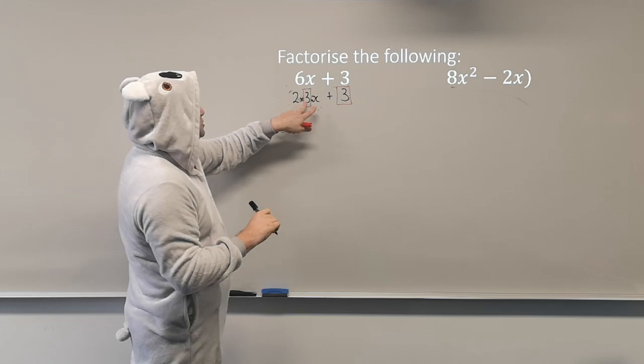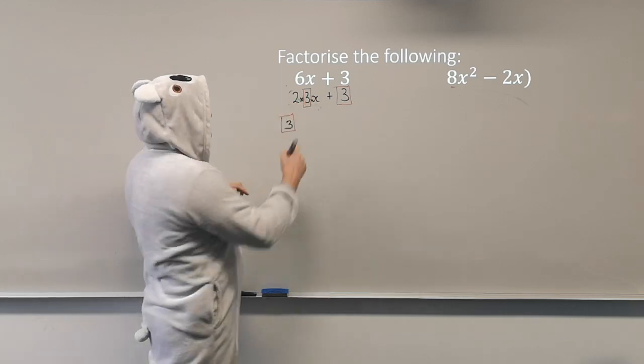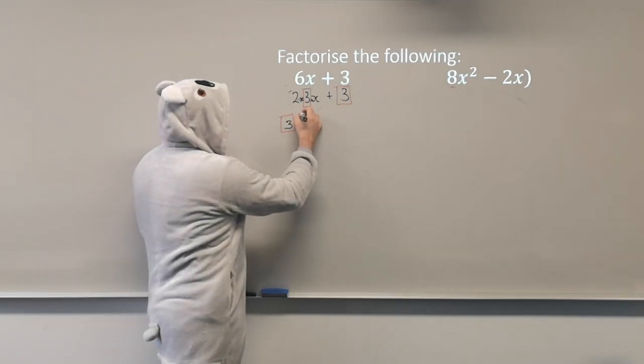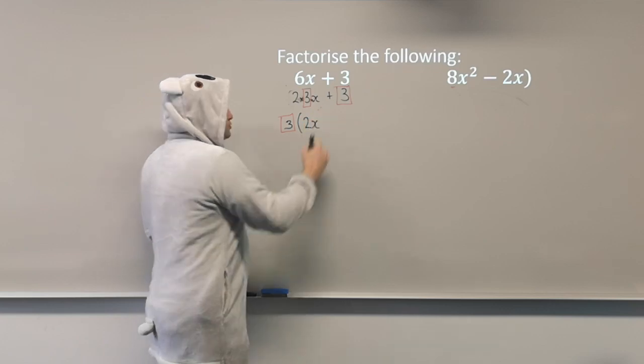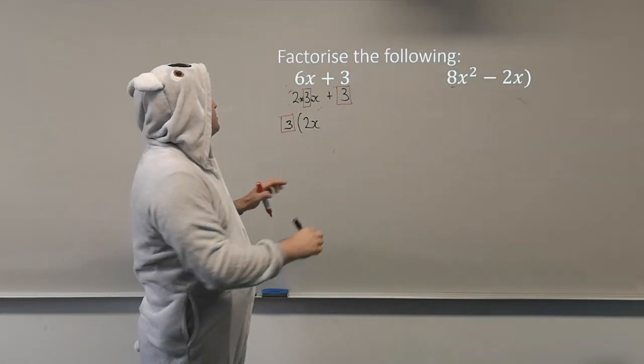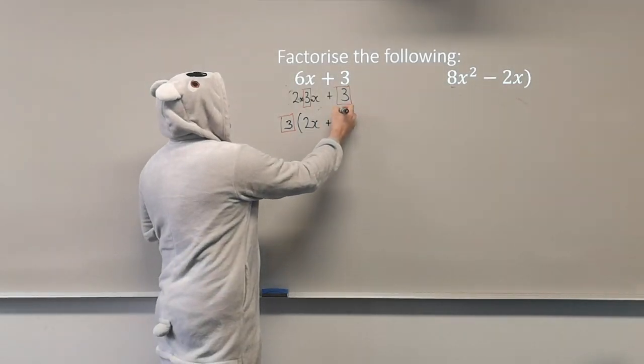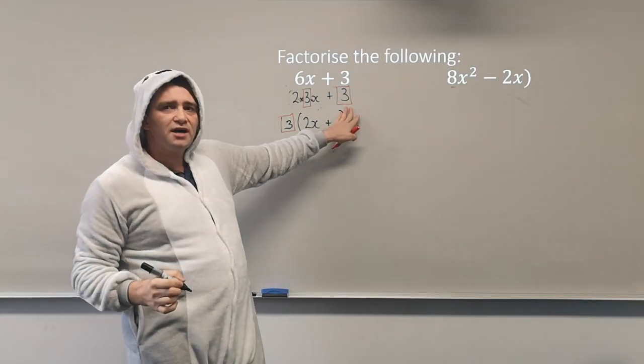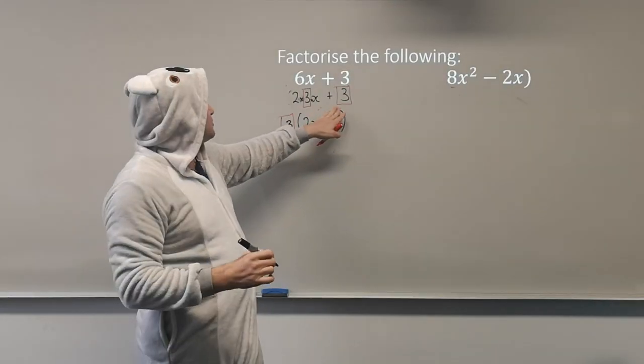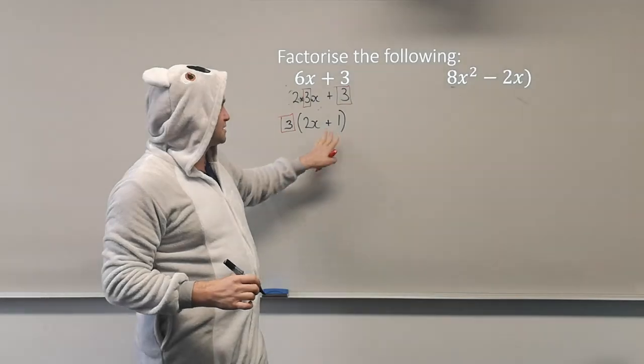So if we were to divide 2 times 3 times x by 3, we're left with 2x. Dividing our 3 by 3, we're left with 1. A common error is where we're dividing and we actually end up with 0. But 3 divided by 3 is 1.